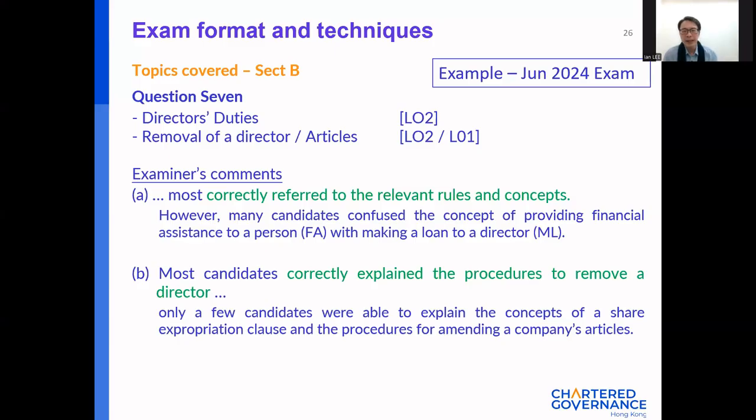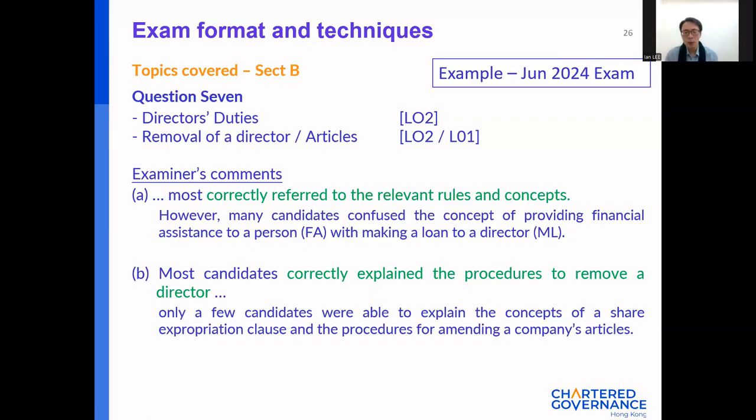However, many candidates confuse the concept of providing financial assistance to a person and making a loan to a director. So you can see there are different provisions in the ordinance. One is about financial assistance, which is not permitted. There are some restrictions, I should say. And number 2 is about making a loan to a director.